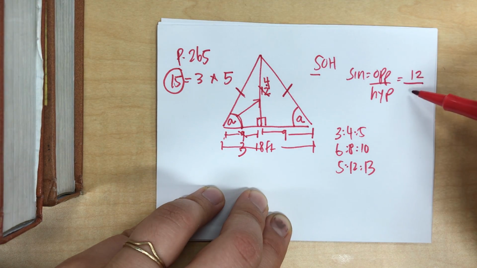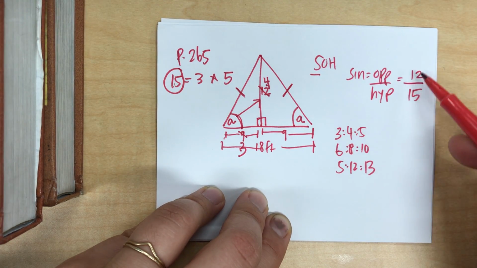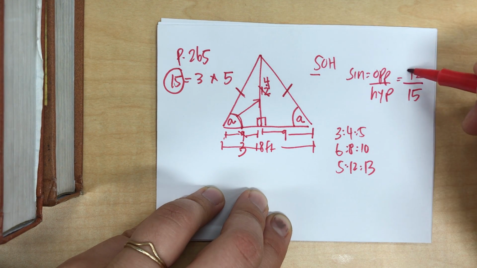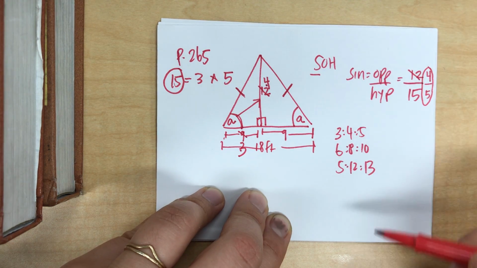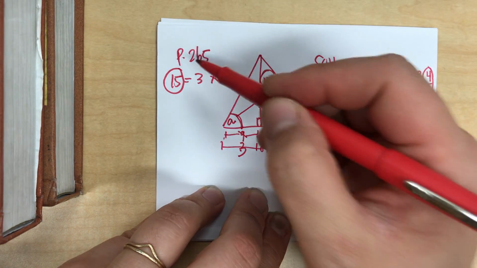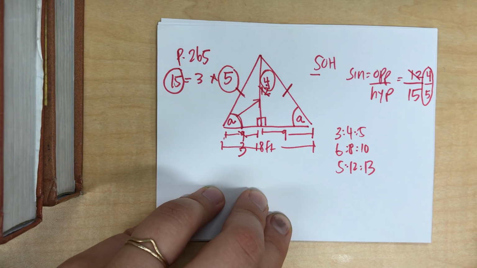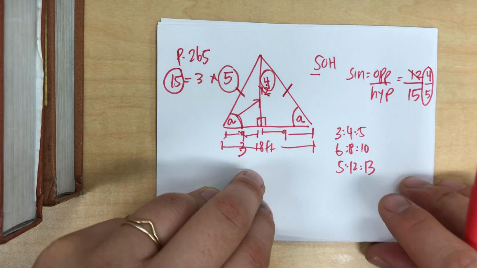Okay, so it's going to be 12 over 15. But I could reduce that down further. I could take a 3 out of each one. That's going to be 4, take a 3 out of there. It's going to be 4 out of 5, which really is the original sides right over there. So that's how you get that answer.